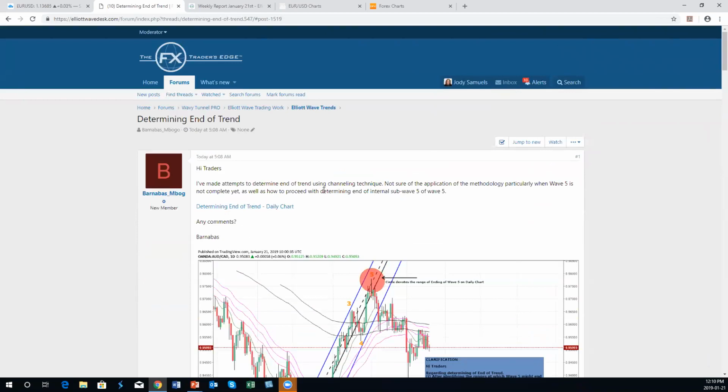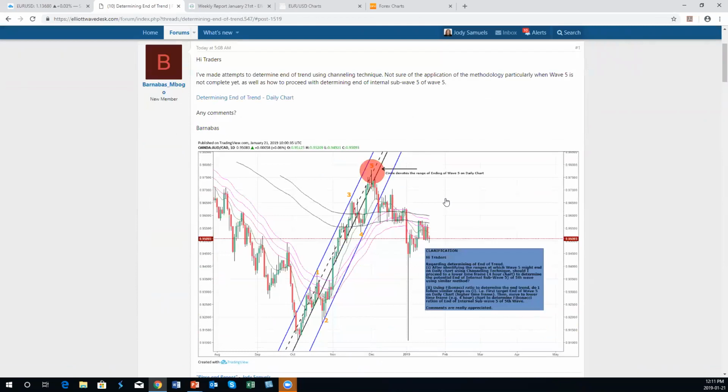I've made attempts to determine end of trend using channeling technique, not sure of the application of the methodology, particularly when wave 5 is not complete yet, as well as how to proceed with determining the end of internal subwave 5 of 5. So you brought up a good point. You're not going to be able to calculate the subwave 5 from the daily chart. You're going to have to go down a time frame or two. So you'll have to go down to the 4-hour chart to see the 5-wave sequence.